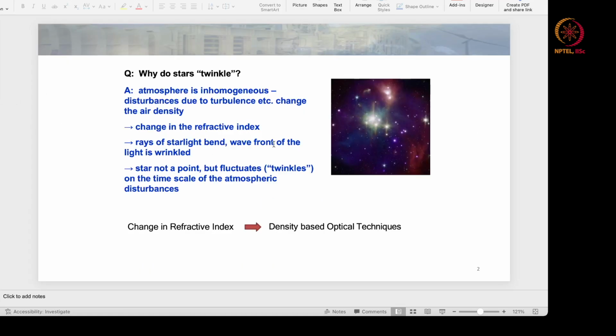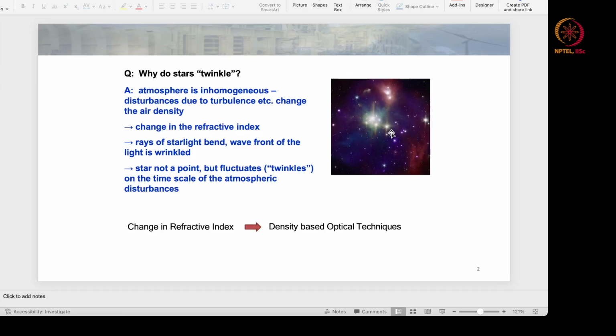So, where do we see such occurrences? You have seen stars twinkle. They twinkle because the atmosphere is inhomogeneous. Disturbances due to turbulence and changes in air density lead to a change in refractive index. Because of that, the rays of starlight bend and the wavefront of the light is wrinkled. As a result, fluctuations appear on the time scale of the atmospheric disturbances. Therefore, you see the stars twinkle.